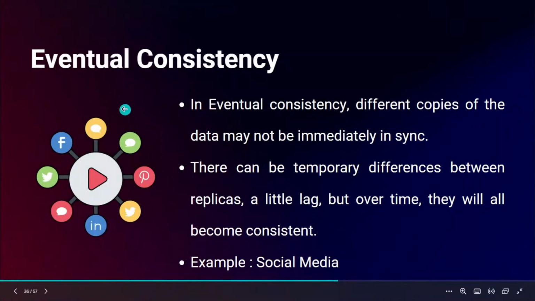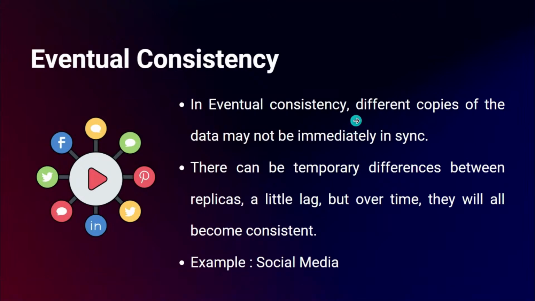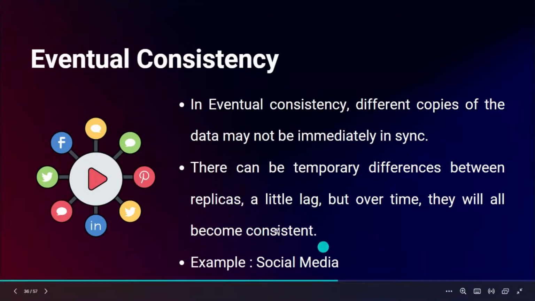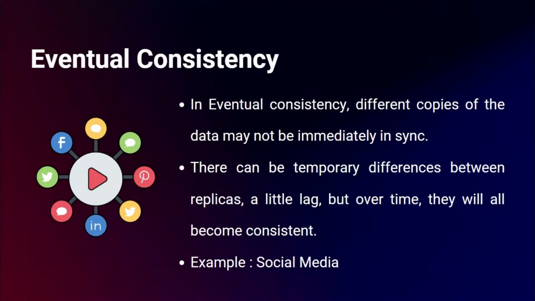And there is something else known as eventual consistency. In eventual consistency, different copies of the data may not be immediately in sync. There cannot be an immediate sync, but over time, after a little lag, they will be synchronized. For example, in social media, if you post something, it may take some lag. For example, after 2 minutes, your friend may see your post. That delay can be acceptable. In social media you don't need something like a transactional application, so this may not be an issue. You can have a little lag, there is no issue. This is what is called eventual consistency.